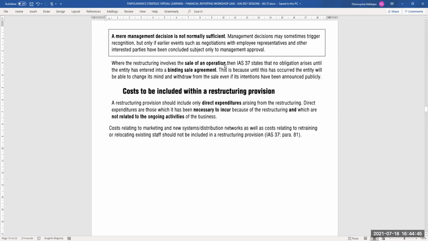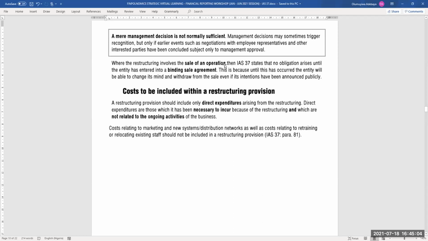A mere management decision is not normally sufficient. A management decision may sometimes trigger recognition, but only if earlier events, such as negotiation with employee representatives and other interested parties, have been concluded, subject only to management approval.